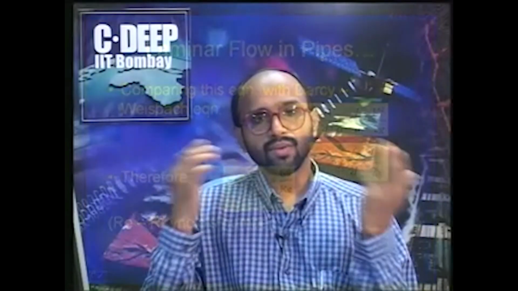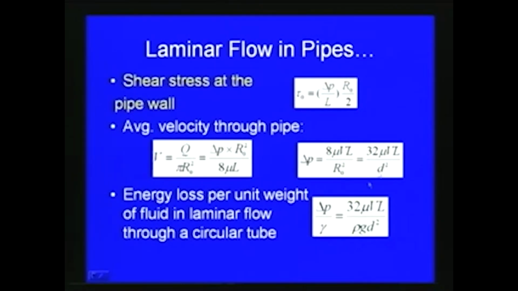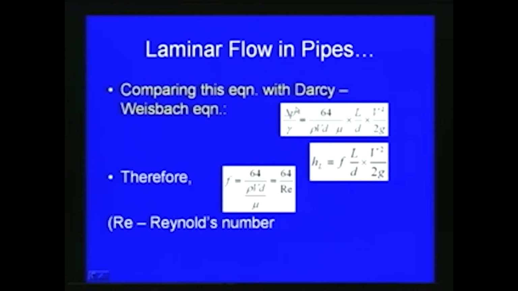Now we generally use the Darcy-Weisbach equation for the head loss due to friction and other factors in pipe flow, which we will discuss when we discuss pipe flow. When we compare the equation we derived, delta P by gamma is equal to 32 mu V L by rho g D square, with the Darcy-Weisbach equation, then we can write delta P by gamma is equal to 64 mu by rho V D into L by D into V square by 2g.